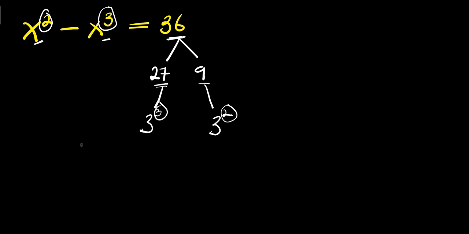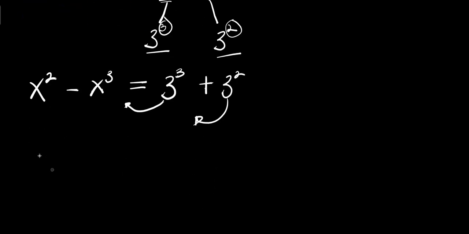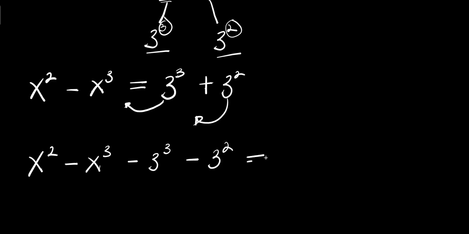So let's do that. That means we have x to the power of 2 minus x to the power of 3 equals 3 to the power of 3 plus 3 to the power of 2, because the summation of this and this gives us 36. So let's move this right here and also move this over there. This will give us x power 2 minus x power 3 minus 3 power 3 minus 3 power 2 equals 0.